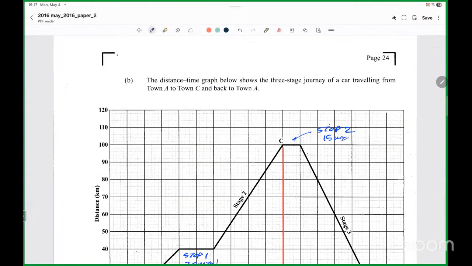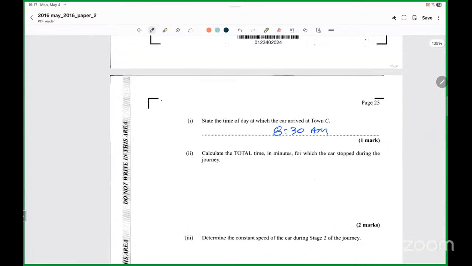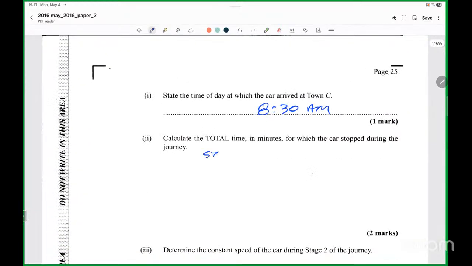So the total stop, stop 1 plus stop 2, is 30 minutes plus 15 minutes, which equals 45 minutes. So the total time it stopped was 45 minutes.